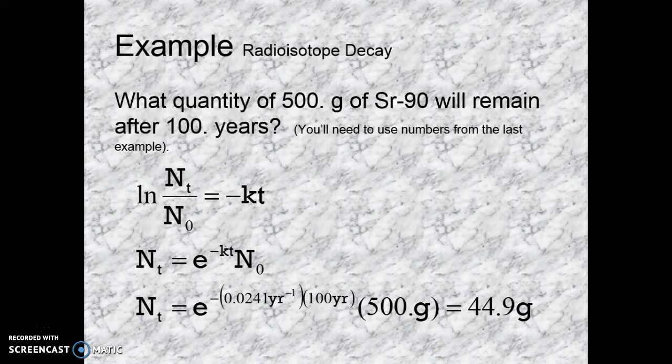Another example: what quantity of 500 grams of strontium-90 will remain after 100 years? The last example gave us the rate constant, so we want to pull that in and use that same rate constant from before. Where is it? There it is. Plugging in what I know to find out what I don't know, the quantity I have after the 100 years is 44 grams left. So these are pretty straightforward.